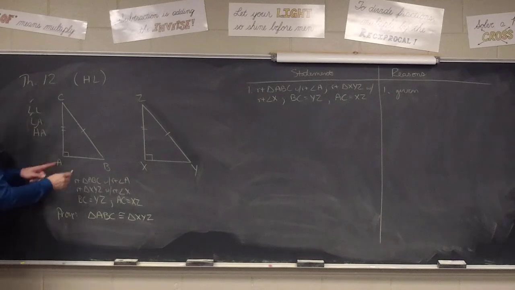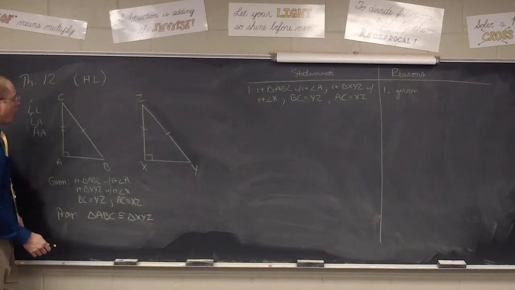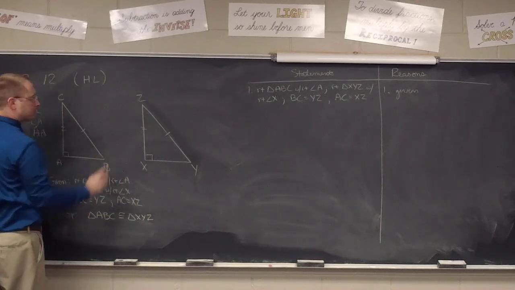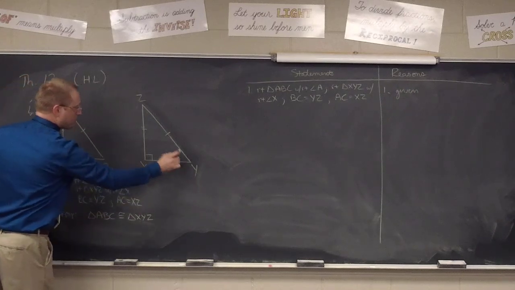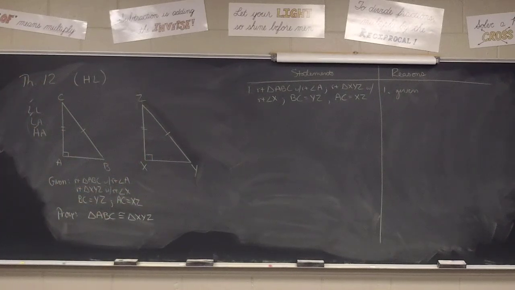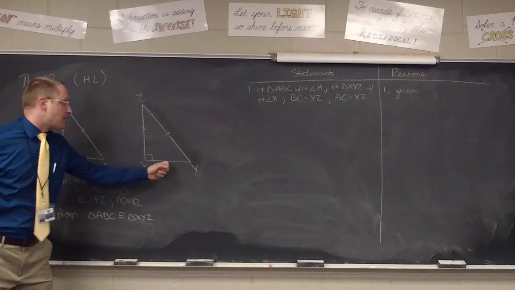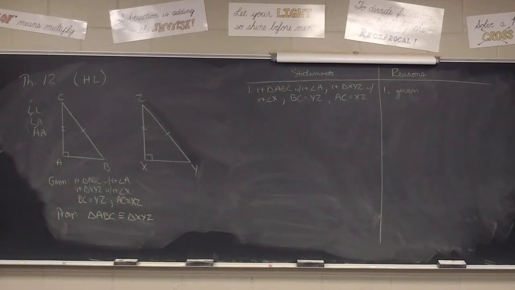So either I got to get these two legs equal, or I got to get these two angles equal, or I got to get these two angles equal. Can we do leg? If I could get AB and XZ to be, or XY to be equal, how might we get AB and XY to be equal?